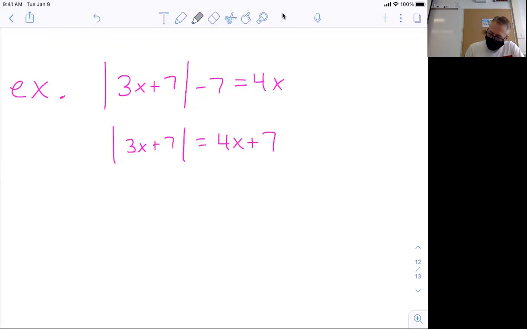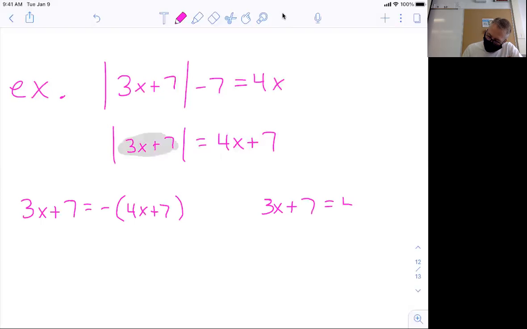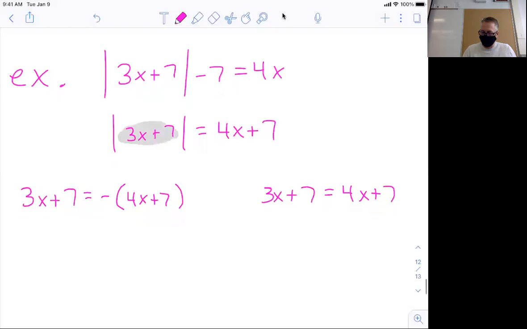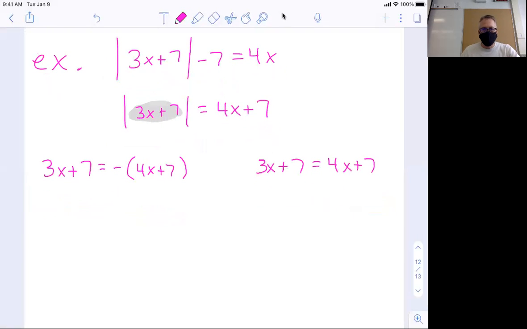But now when I want to write my two equations, this stuff here can either equal the opposite of this or that itself. So when I write my two equations, I get 3x plus 7 could be the opposite of, in parentheses, 4x plus 7, or the 3x plus 7 equals positive 4x plus 7. So it's just a little tricky in there. But now those are manageable. We can solve both of those. So let's go ahead and do that.